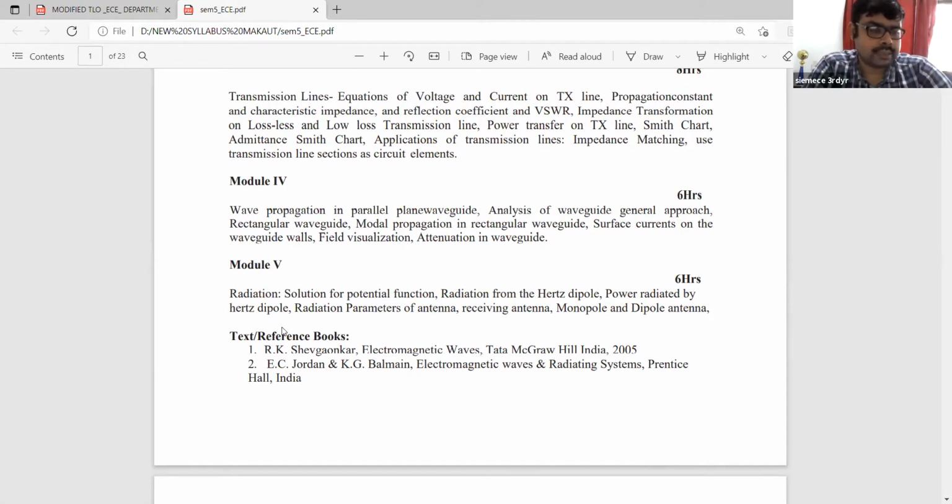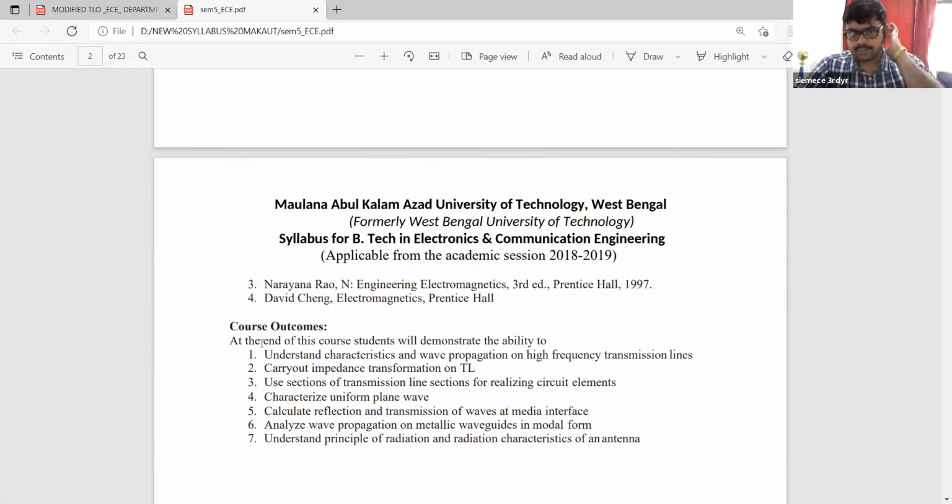I've made one note. This note you can use as a reference. All the points, all the things, all the topics are mentioned in the note. You can study the note well, and you can score good marks.